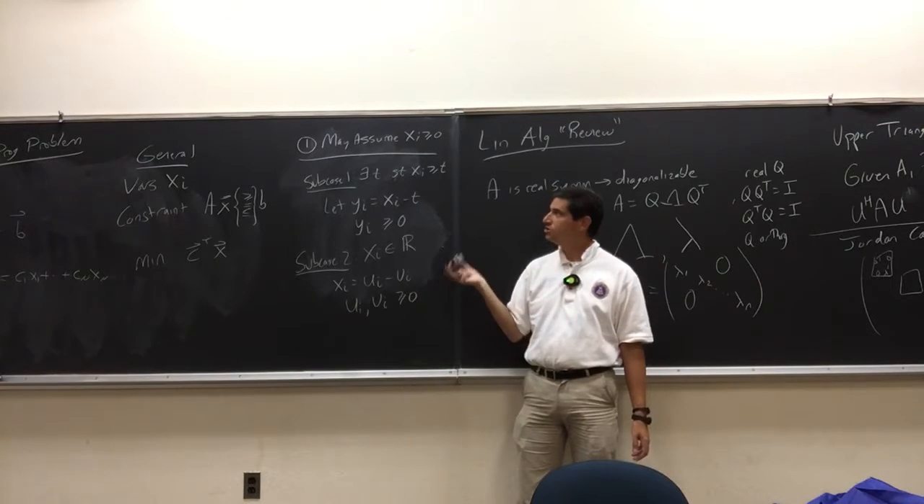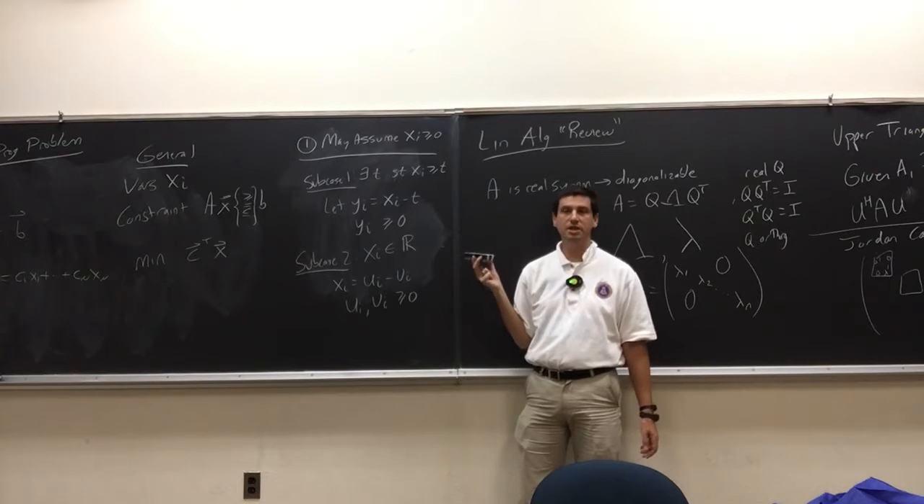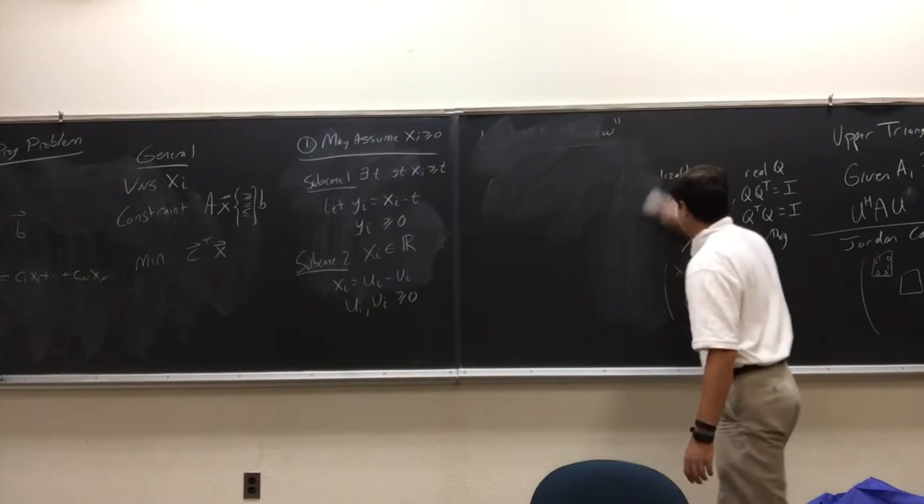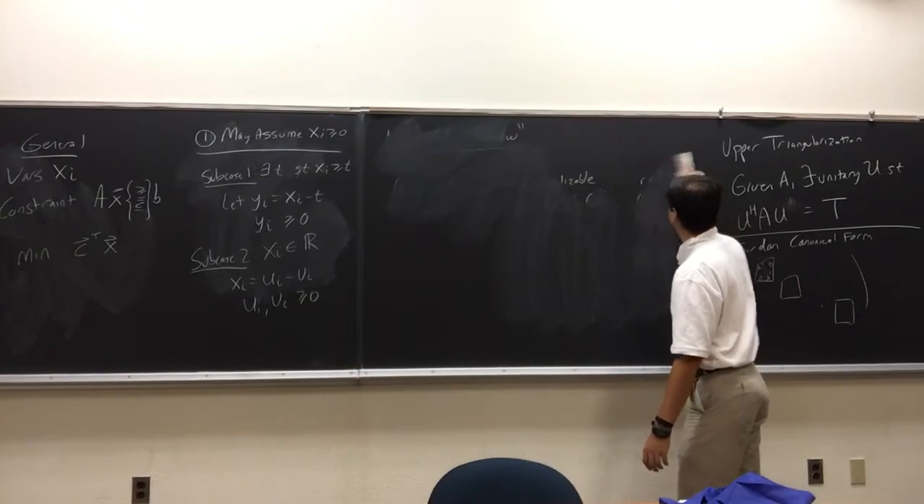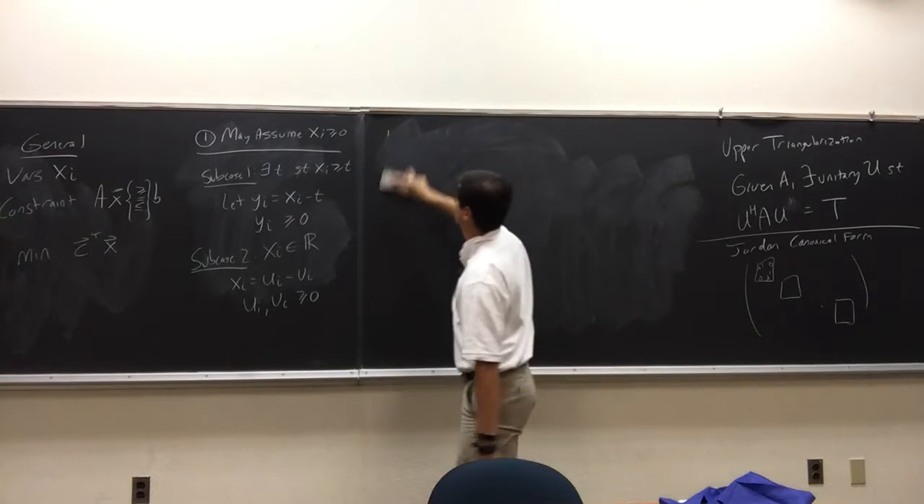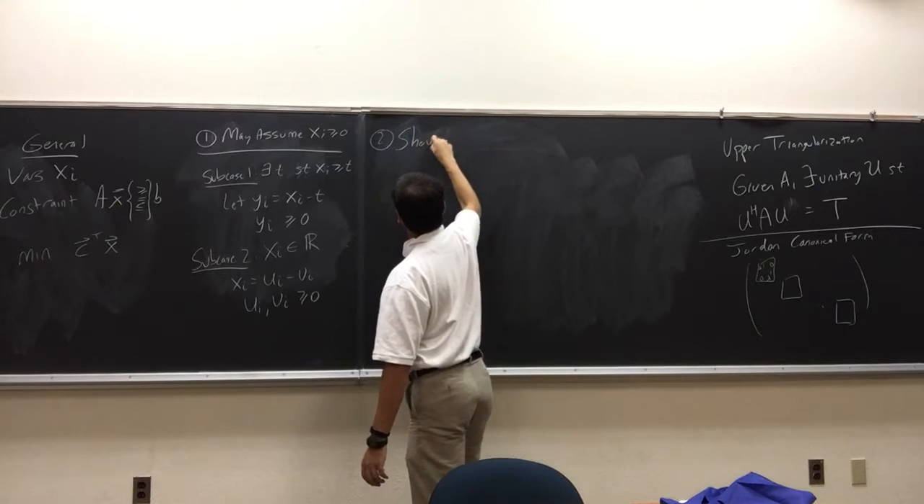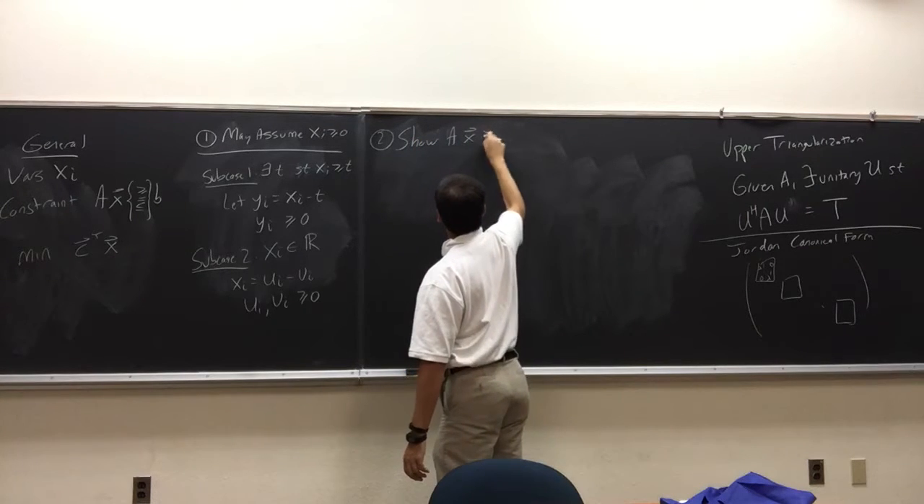Okay. Any questions about the first part, that we can assume the xi's are greater than or equal to 0? Okay. Let's look at the next part. So the next part is we want to assume that we just have equalities. So 2. We may take Ax equal b.